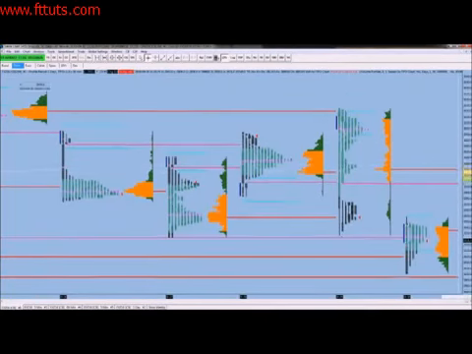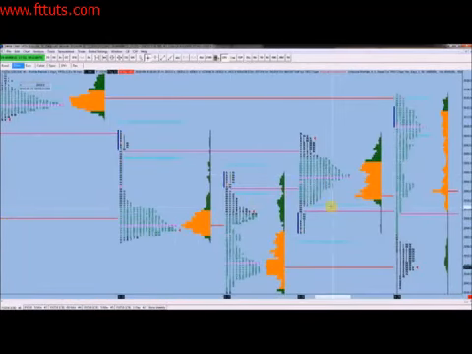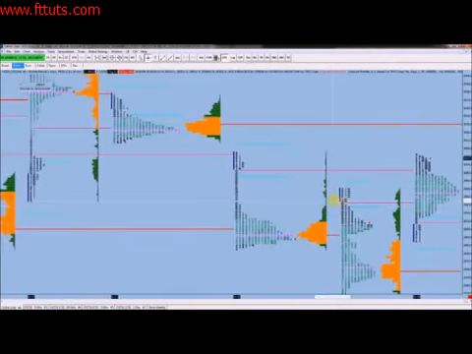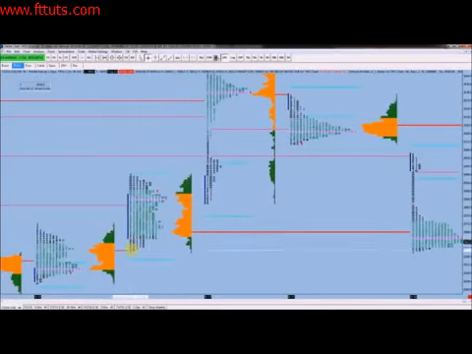At the minute, aside from these days where obviously we've had our initial balances at highs and lows, this is fairly common. This is a pure non-trend day where we've got a medium-sized initial balance, and because it's a medium-sized initial balance, notice the difference in size.